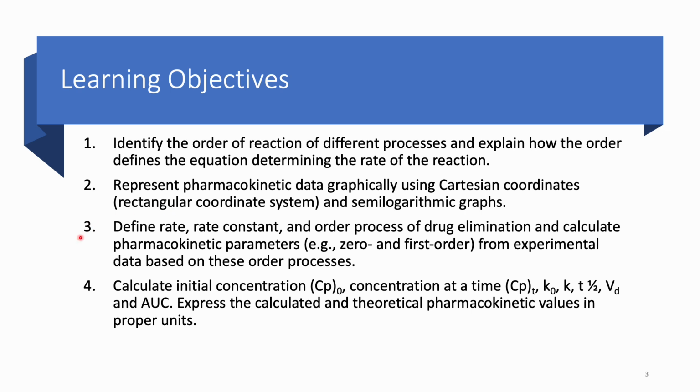Third, to define rate constant and order process of drug elimination, and then calculate the PK parameters from zero and first order kinetics from experimental data based on these order processes. And last, calculate the initial concentration at time zero, K, half-life, volume of distribution Vd, and AUC, and then express the calculated and theoretical PK values in proper units.